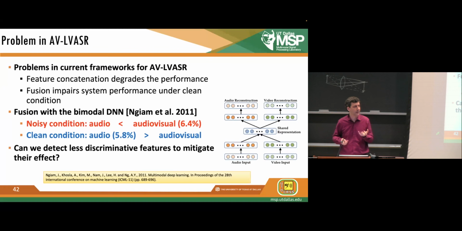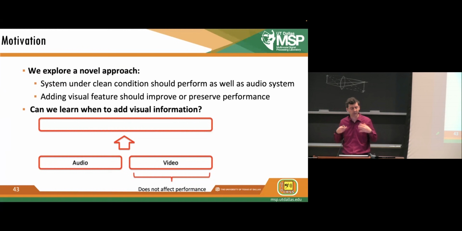In this example, I have a model that was presented in 2011, a multimodal autoencoder, where you have the acoustic representation and the visual information, and you try to reconstruct that. Then you use the shared representation for the task. They show that the multimodal system drops almost 6% compared to the audio-only solution. Again, this is something that we really don't want. We would like a system that under clean conditions works at least as well as audio-only solutions, and that when you add this information and you have noise, leads to improvements. So we want to add this information in a way that does not affect the performance.